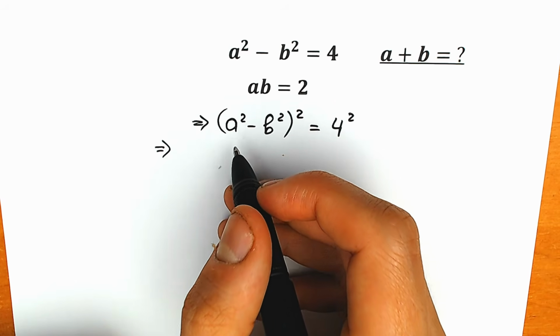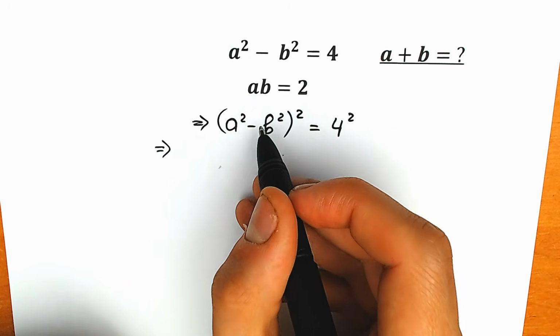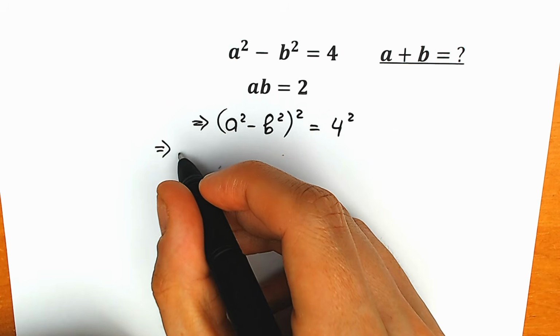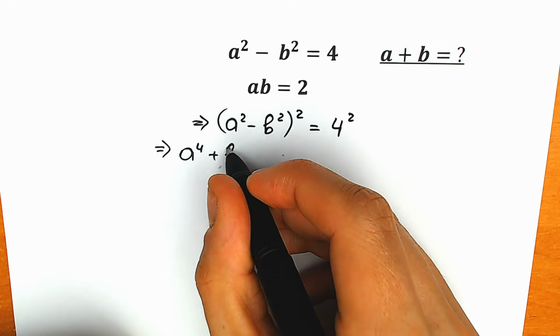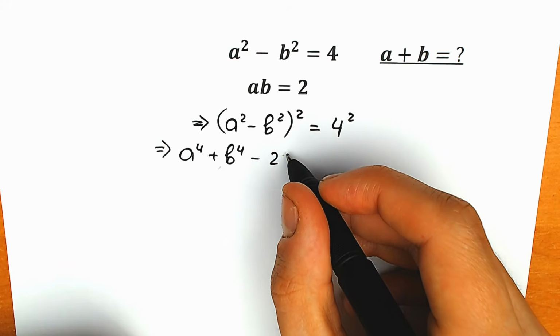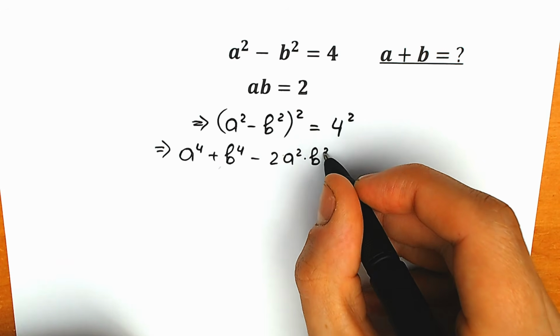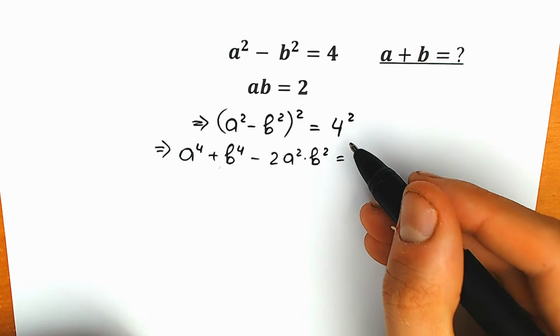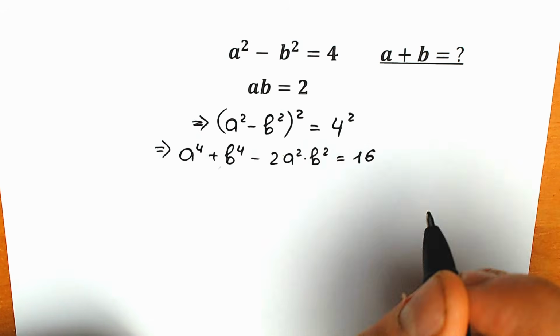This is our classic expression. It looks like a minus b to the second power, but we have squares, so it doesn't matter if we raise a square to the second power. We have a to the fourth, next plus b to the fourth, and minus 2 times a square times b square. So according to a classic school identity, this equals 4 squared, which equals 16. Okay, 4 squared equals 16.